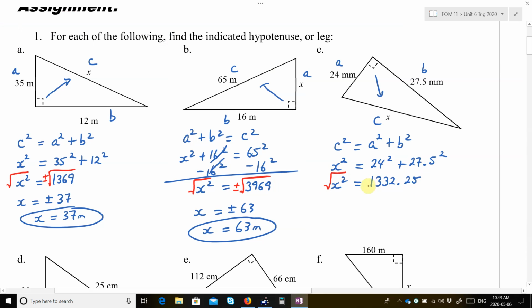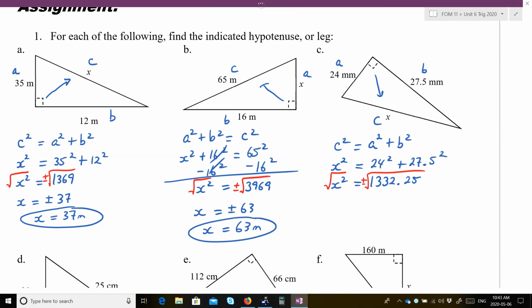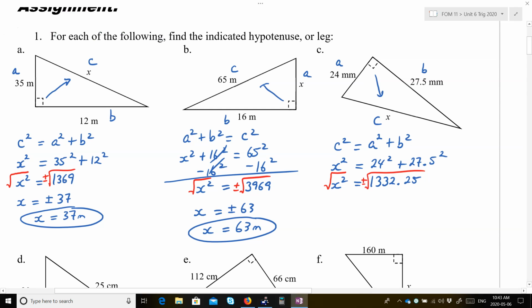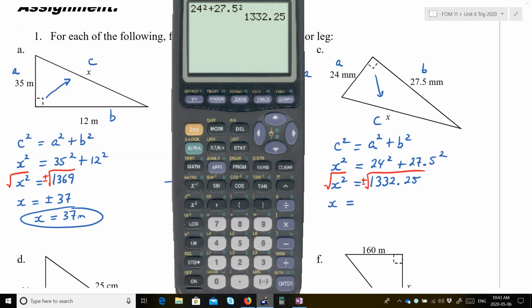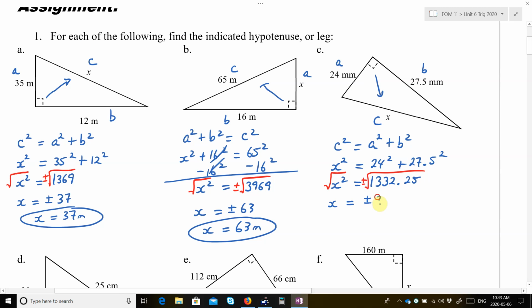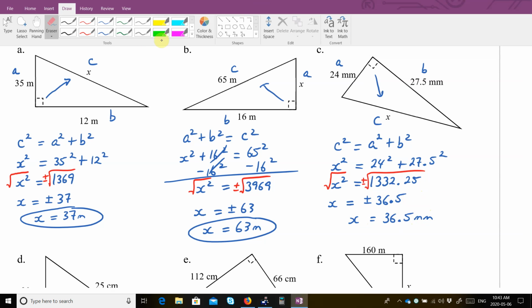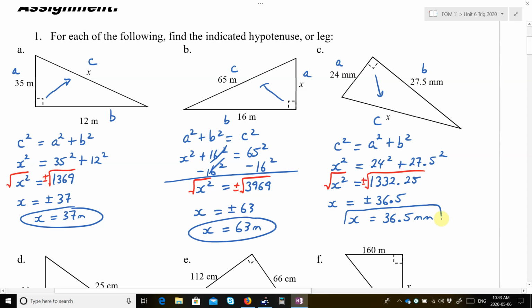And let's go square root with a plus or minus in front. So x is equal to the square root of that. We're going to go to 1 decimal place, which is all there are anyway. So 36.5. Technically, first of all, plus or minus 36.5 millimeters, and then we would say 36.5 millimeters. I'm actually going to erase the millimeters up here. And that is consistent with the answer key.